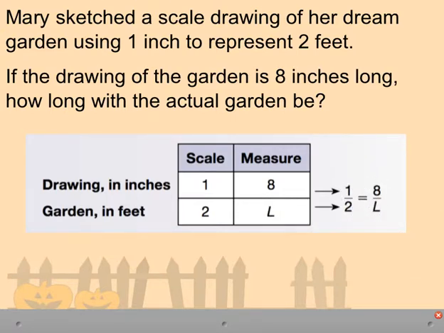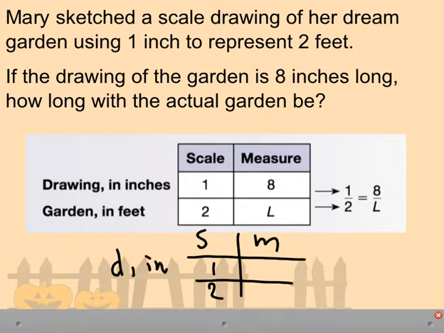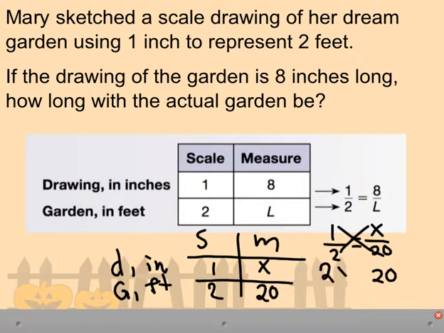I'll just use this same scale. We have our scale, we have our measure. We still have 1 to 2, so 1 for the drawing in inches, and 2 for the garden in feet. Let's say the garden is 20 feet in reality. Well, what is the measure in the drawing? We can set up our proportion again: 1 over 2 is equal to x over 20. We cross multiply. 1 times 20 is 20. X times 2 is 2x. Those equal each other. We divide by 2 and see that in our drawing, that length would be 10 inches.